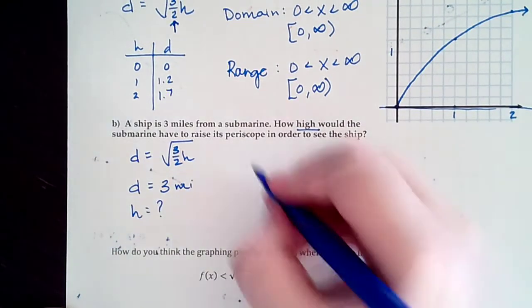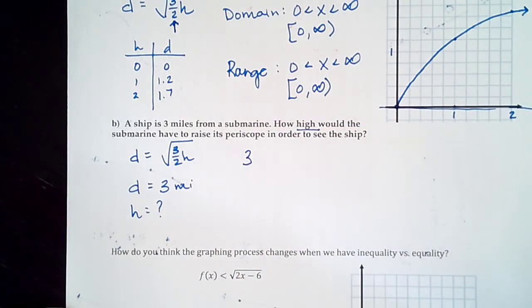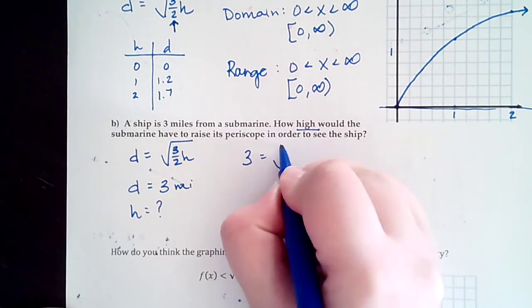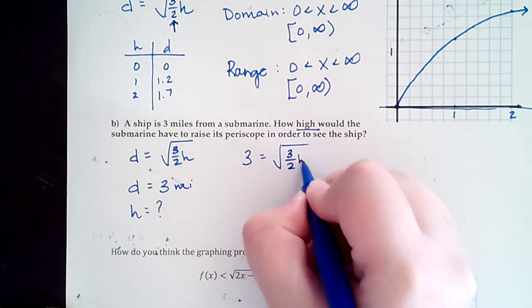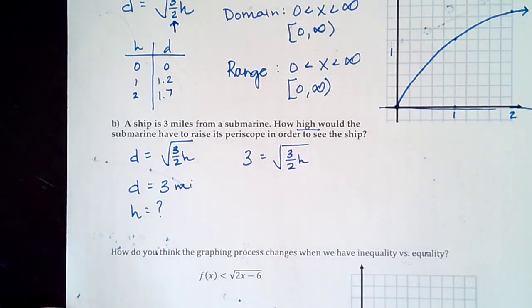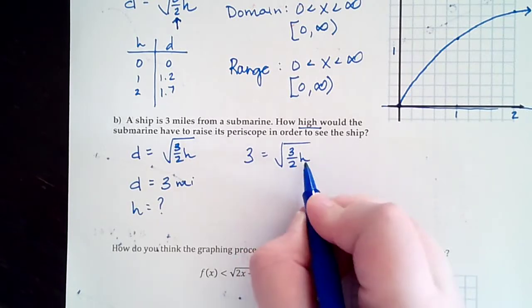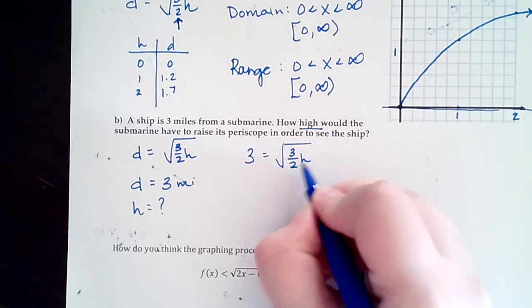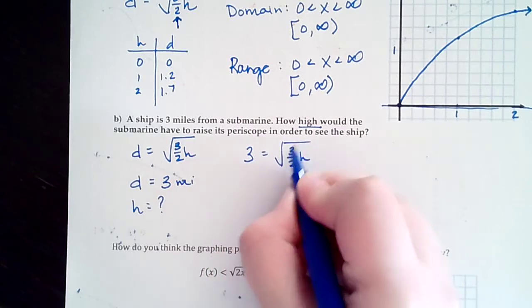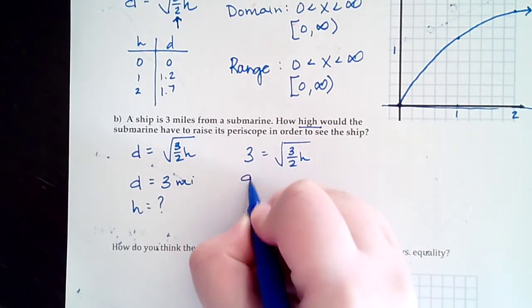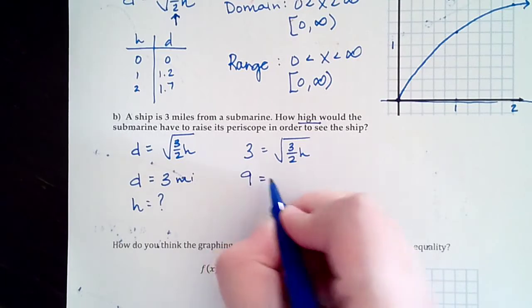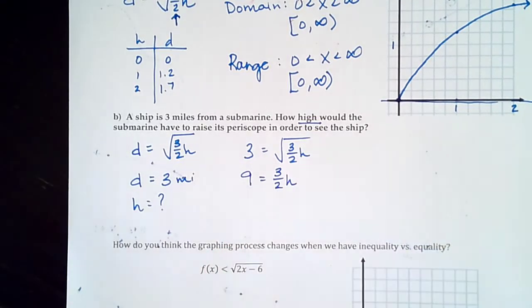From here, it's just a plug and chug operation. There we go. So 3 equals the square root of 3/2 h. Now it's just solving to get rid of that square root. So how do we get rid of a square root to get that h by itself? Easiest way, square both sides. Squaring both sides gets rid of the square root on that side. It makes this a positive 9. So I now have 3/2 h equals 9.